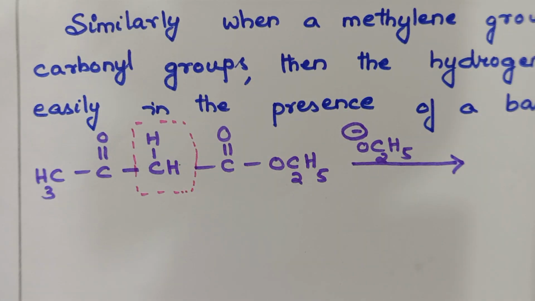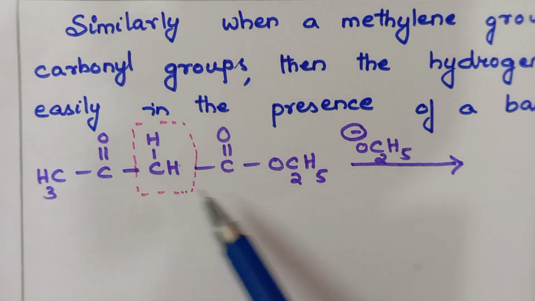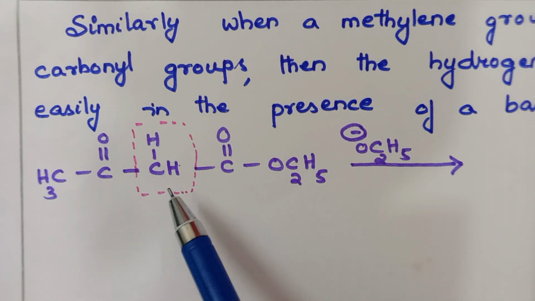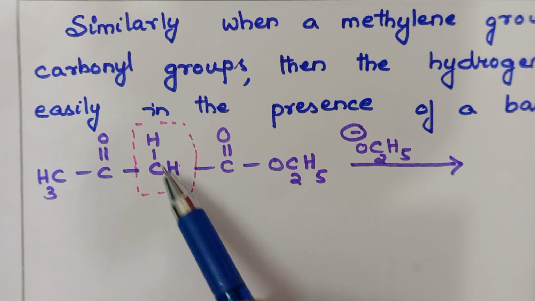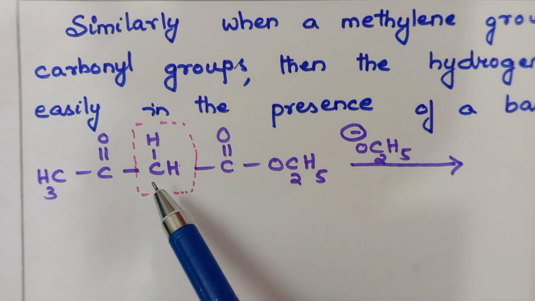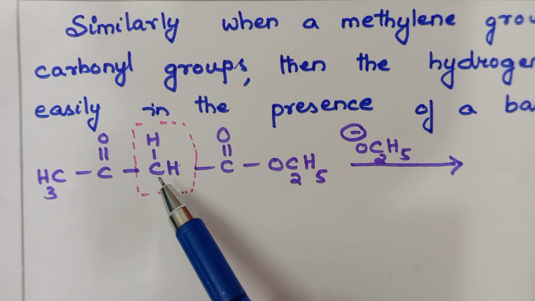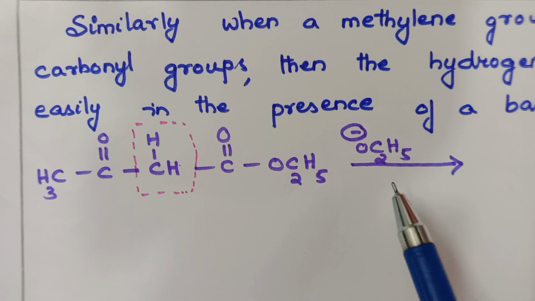Okay, CH2 group present between two C double bond O groups. These two are carbonyl groups, students. So this is the methylene group. The hydrogens present on this methylene carbon can be removed easily without using any external factors or any sort of energy. So in the presence of a base.